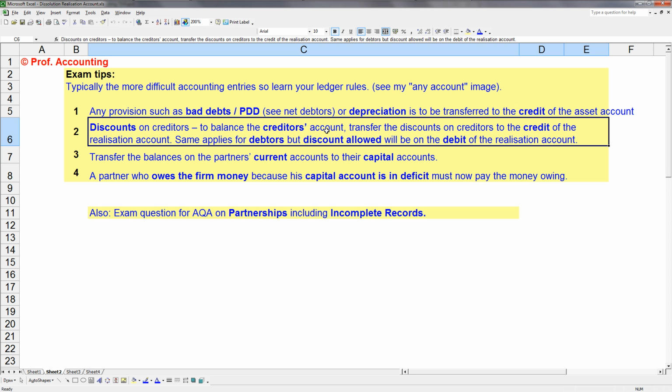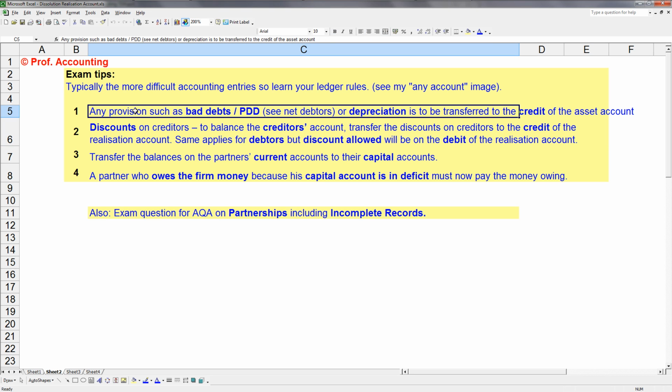So the balance on the creditors account, in terms of the ledger, we transfer the discounts on the creditors to the credit of the realisation account. Basically, that's the income side, isn't it? We have to put the discounts received on the credit side of the realisation, and likewise the discounts allowed. But you wouldn't do discounts allowed directly if you have to do number one. As I've shown you in the example, you would use the net debtors and then the sale of the debtors on the credit side. Transfer the balances of the partner's current account to the capital account. Again, that is something that students forget to do.